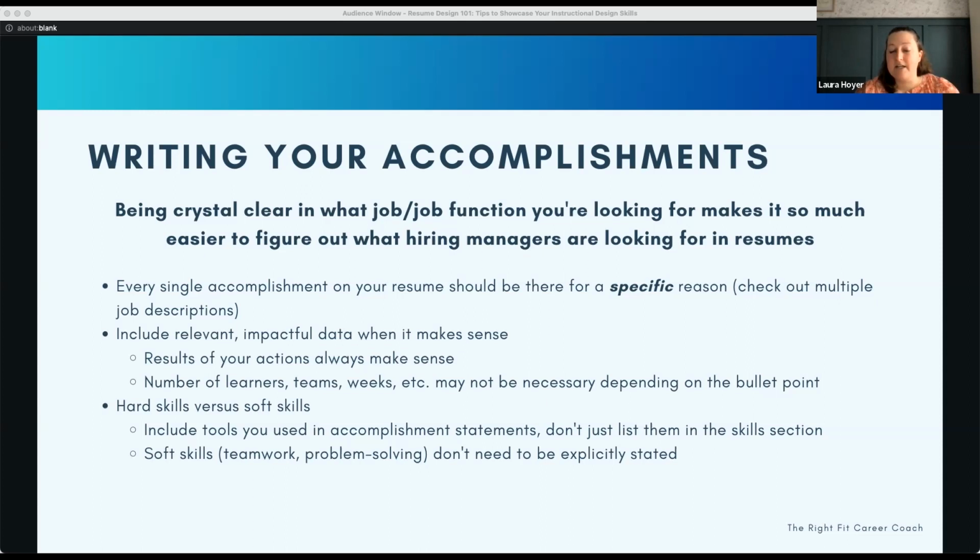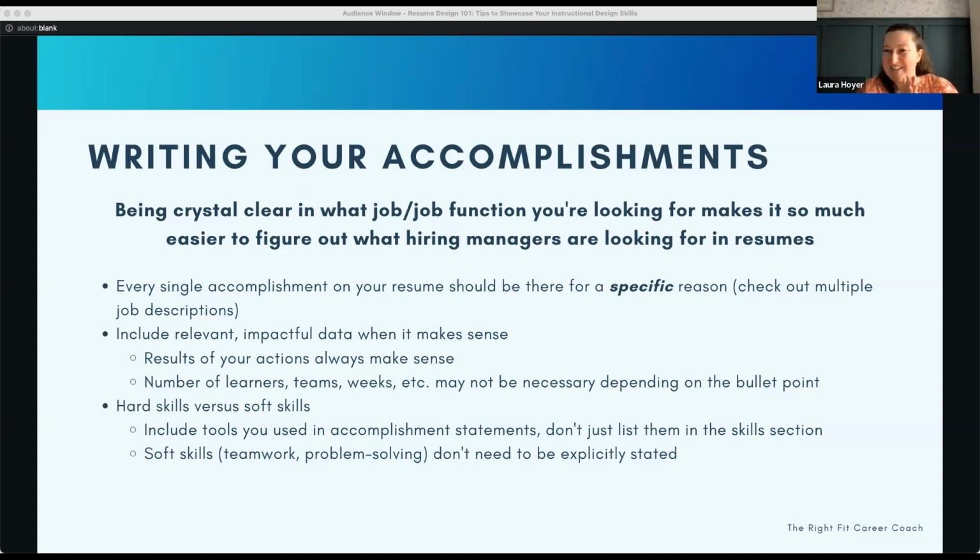And I share this because let's say you're writing multiple bullet points for your current position. You don't need to include the number of learners for every single bullet point unless it varies. So if you're teaching 100 kids, you don't need to say 100 students, 100 learners, 100 participants in every single bullet point. So always ask yourself, what is the point of including this? What would the reader get out of it?